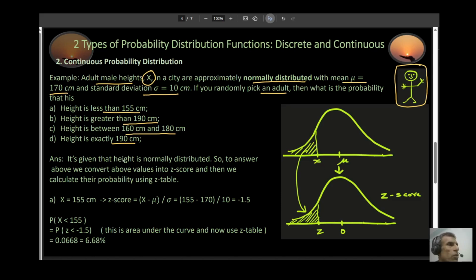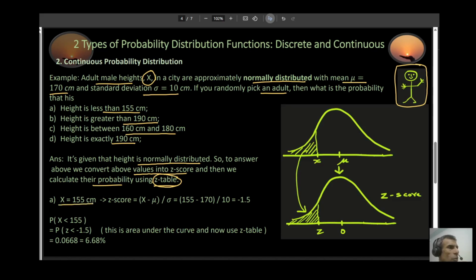Now you know that your height is normally distributed. Anytime you see normally distributed data, you convert your values into a z-score, and then we calculate the probability using the z-table. The reason we convert to z-score is that we know how to calculate probability using the z-table, and that's a lot easier. So let's do question A first: what is the probability that his height is less than 155 centimeters?